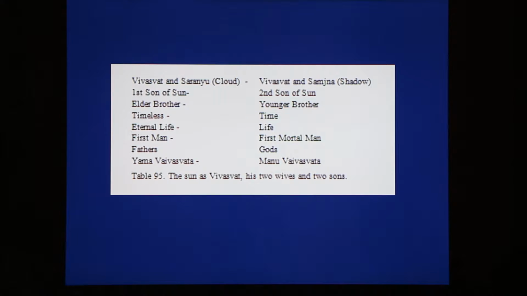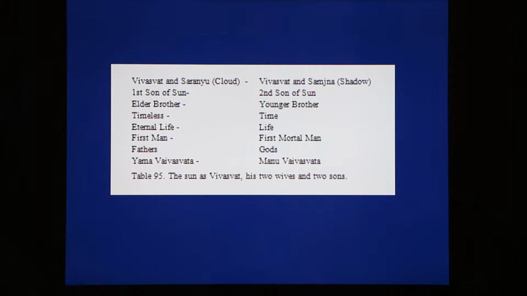And in India, you have two creations. So we have a god called Vivasvat. And he has a first wife called Saranyu, who produces the first son of the sun, who's also thought of as the elder brother. He's timeless, eternal life. He's the first man. And he's also called Yama Vaivashvata.